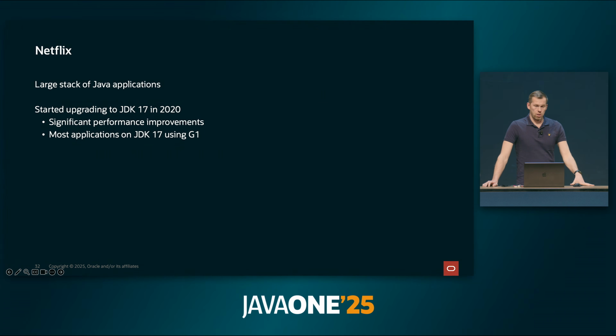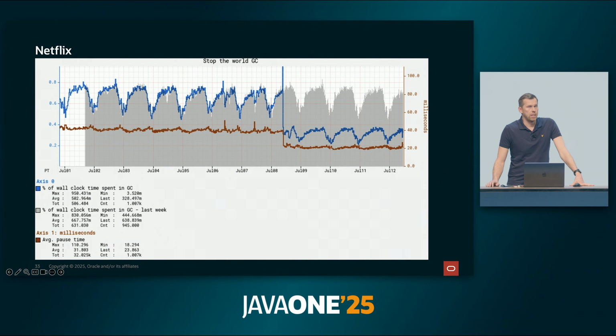Most of their applications on JDK 17 are using G1, and they shared a chart of upgrading from JDK 8 using G1 to JDK 17 using G1 during this time frame. What we're seeing here is the brown line is the average pause time. The blue line is the time spent doing GC, and the gray area is that metric from last week, to make it easy to compare. As you can see, the upgrade happened somewhere around July 8th, with pretty significant improvements, cutting the pause time almost in half, and the time spent doing GC is also significantly down.